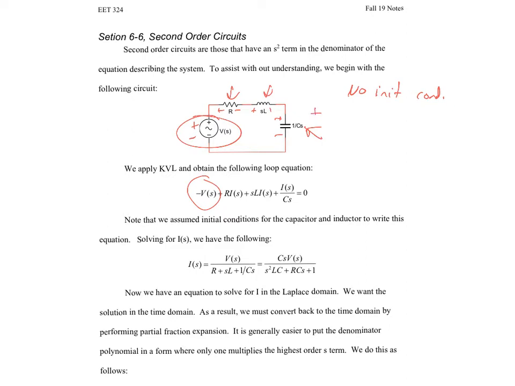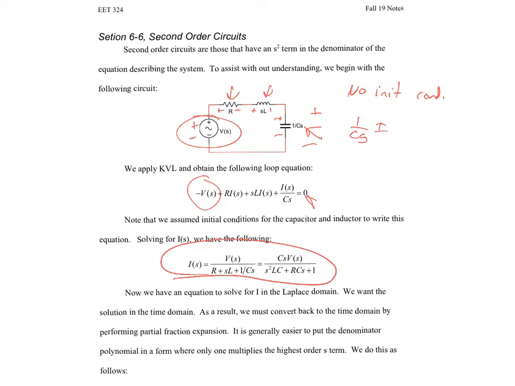So the voltage drop across this capacitor is the current through it times the quote-unquote impedance. The impedance is 1 over CS. So that's why the voltage drop is I times 1 over CS. We'll set that equal to 0, and then we're going to go ahead and collect terms so that we have this form here. Okay? So we have I of S equals CS, V of S, and so on.